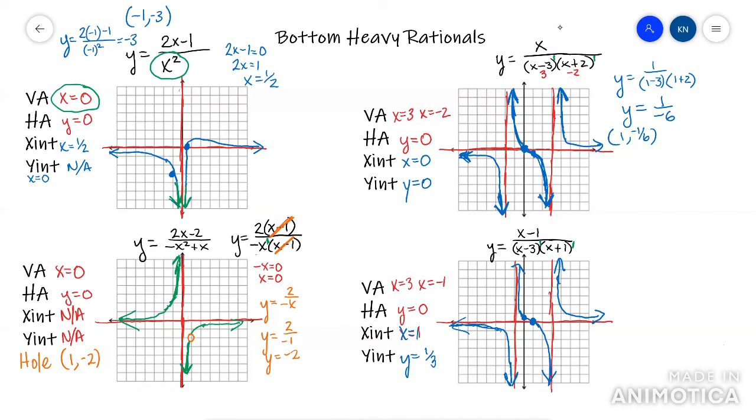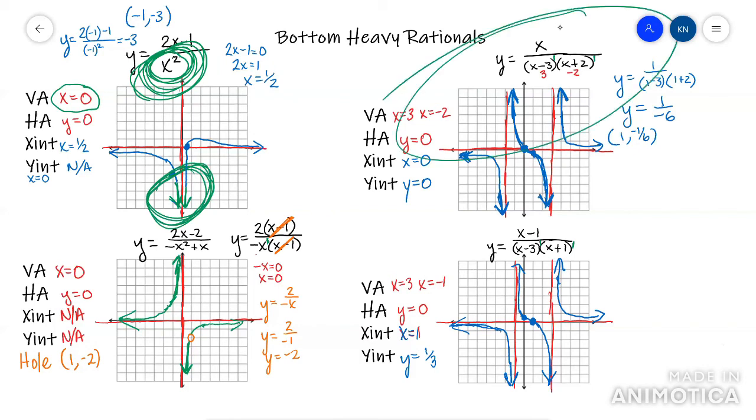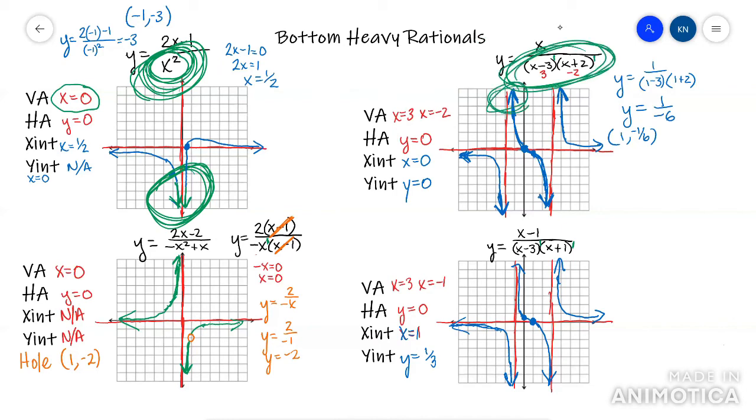Another thing to keep in mind is your arrows. Since this one had degree 2 on this vertical asymptote, that meant my arrows went the same way. Since this one over here, for example, they were degree 1 on the asymptotes, that meant my arrows went opposite directions.